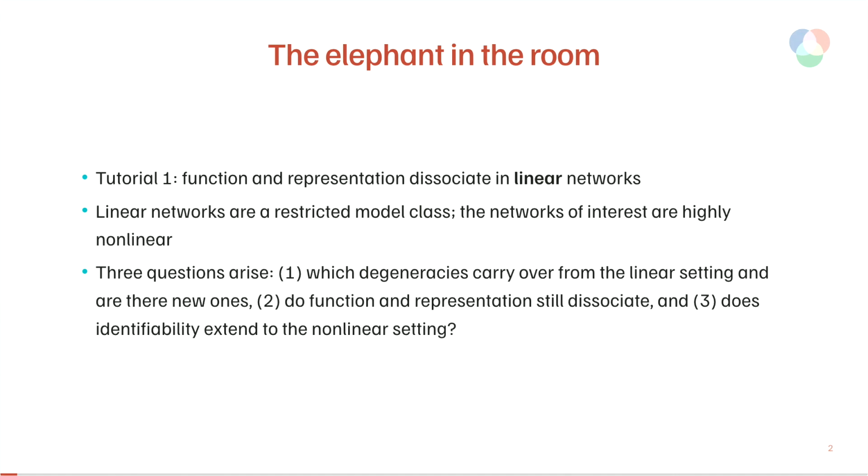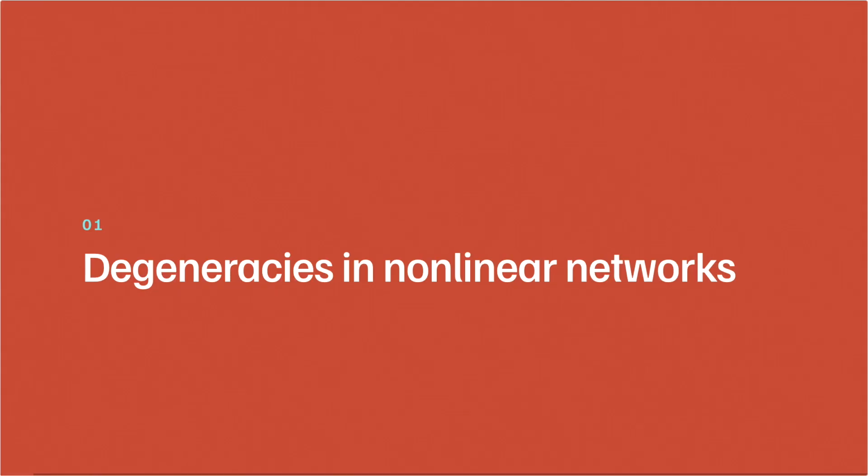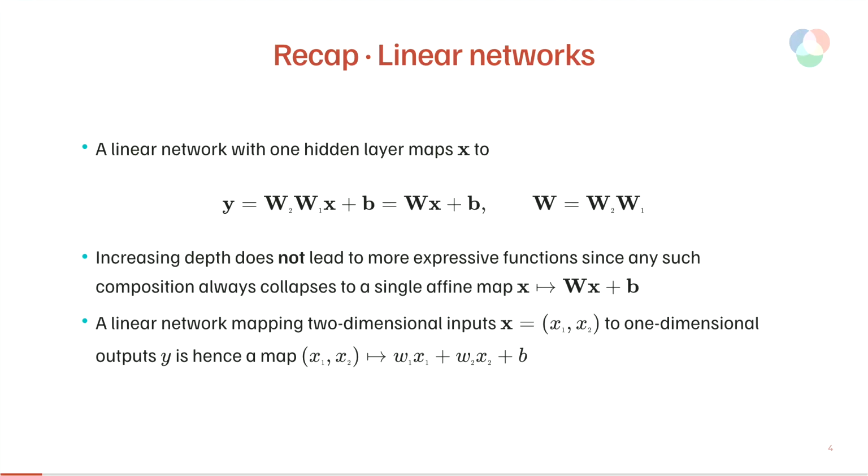And then finally, and that is also sort of giving away the answer to the second question already, does the identifiability result you saw in the linear setting at the very end of Lukas' tutorial also carry over to the nonlinear setting? In this tutorial, we'll go through these 3 questions one by one, and you'll see at the very end that the answers in the nonlinear setting are actually surprisingly similar to the linear setting. We're going to start by looking at which degeneracies we actually have when we look at nonlinear networks.